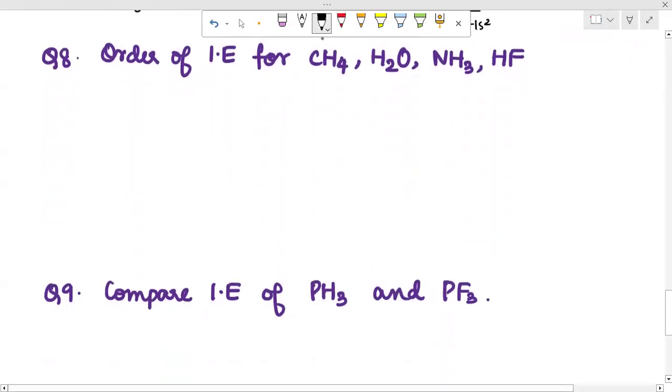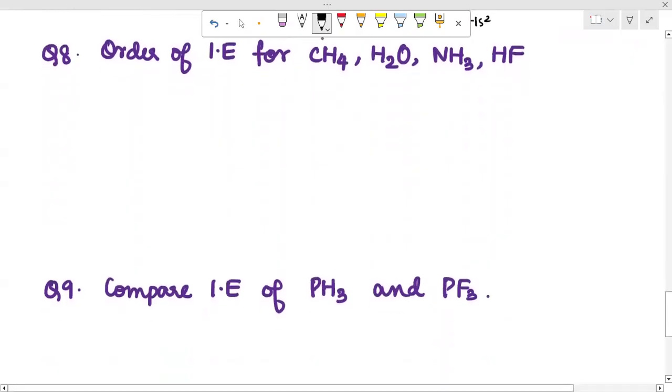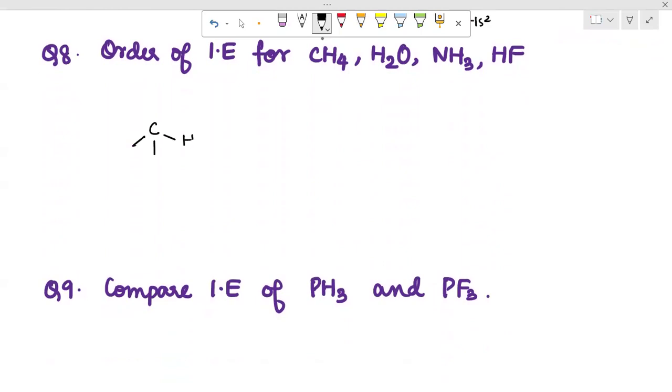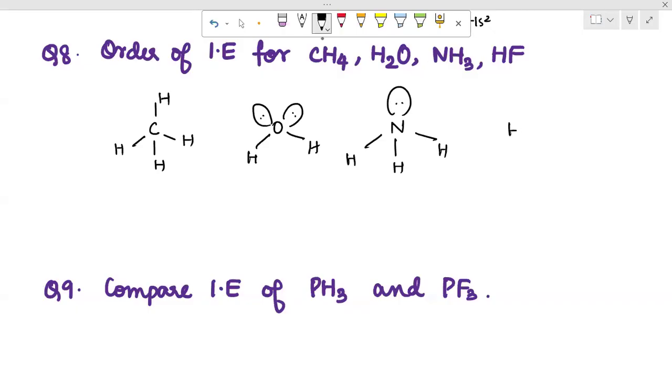Similarly, next question, also important. Write the order of ionization energy for CH4, H2O, NH3 and HF. See, this is CH4, where all bonds are only sigma. But if you take the other species, here you have lone pairs of electrons. In NH3, you have one lone pair of electrons. And in HF, you have 3 lone pairs of electrons.